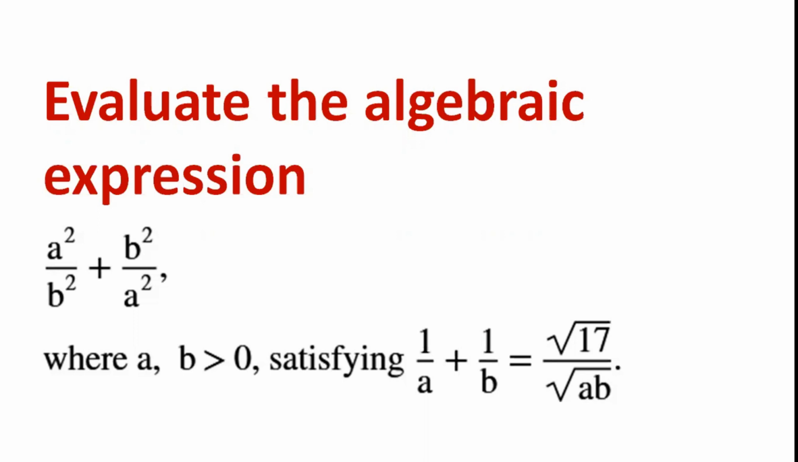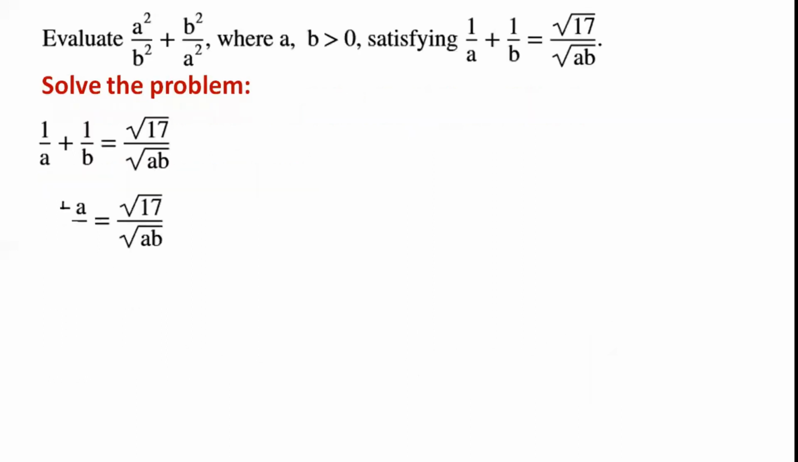Evaluate the algebraic expression a squared over b squared plus b squared over a squared, where a, b are greater than 0, satisfying 1 over a plus 1 over b equals root 17 over root ab.